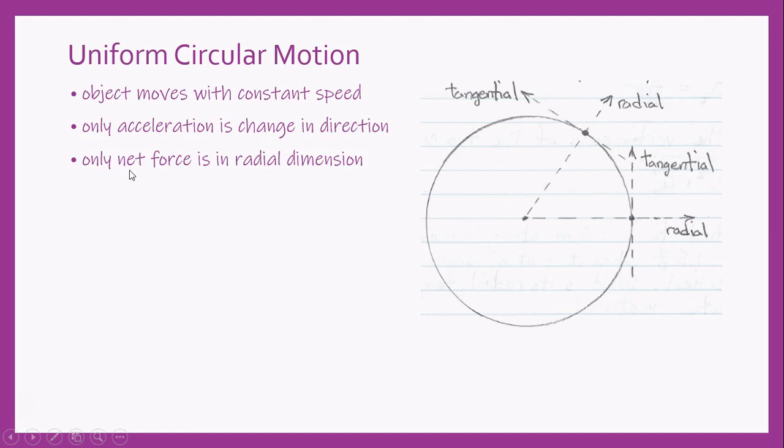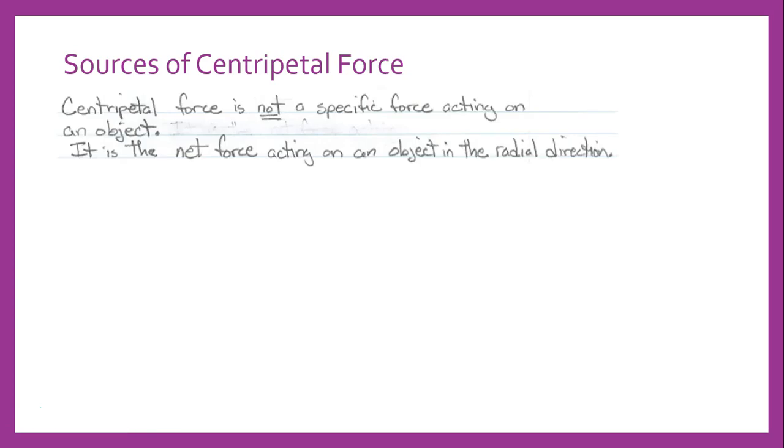So that means the only net force is in the radial dimension, because that is the dimension that causes changes in direction. There is no net tangential force because that would cause a change in speed, and with uniform circular motion we're at constant speed. So in uniform circular motion, the only forces we have are known as centripetal forces, and the only acceleration we have is centripetal acceleration. So let's take a look at some sources of centripetal forces.